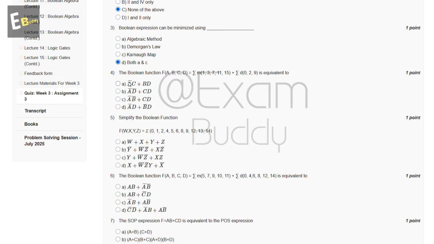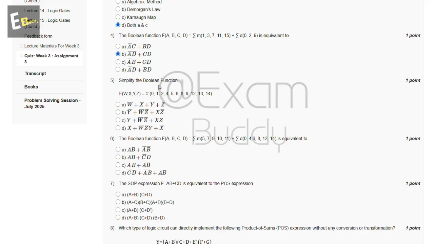Now the fourth question is the Boolean function f of A, B, C, D, summation of m 1 3 7 11 15 plus summation of d 0 to 9 is equivalent to. So these are the options and the answer of the fourth is B. Now the fifth question is simplify the Boolean function. So these are the options and the answer of the fifth question is C.